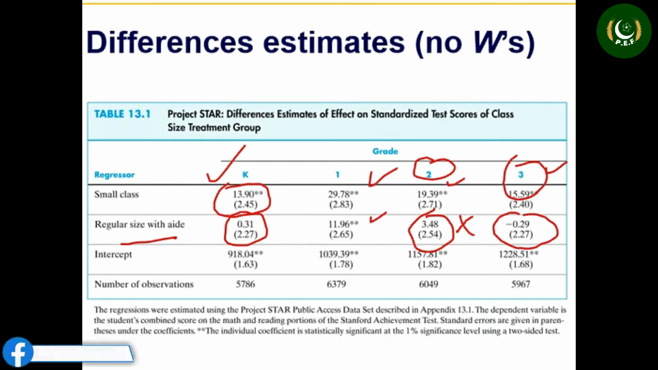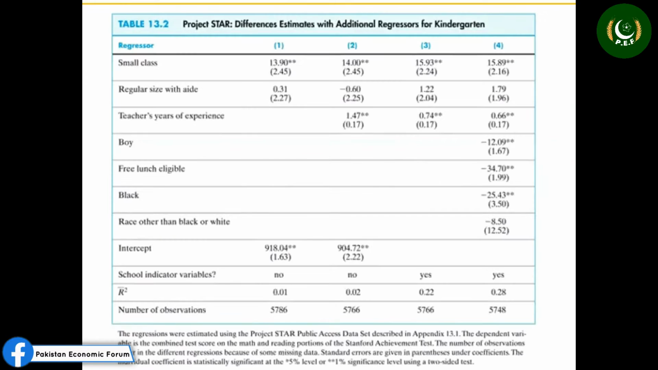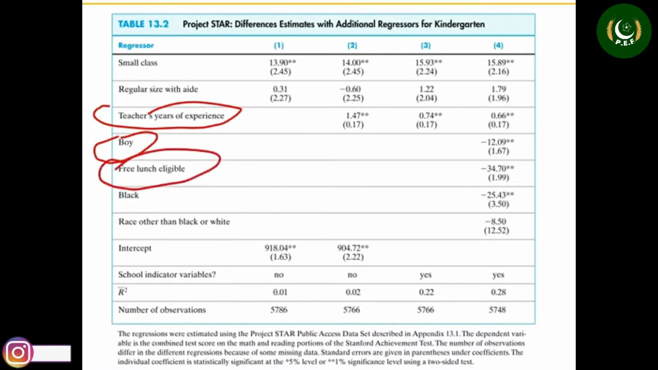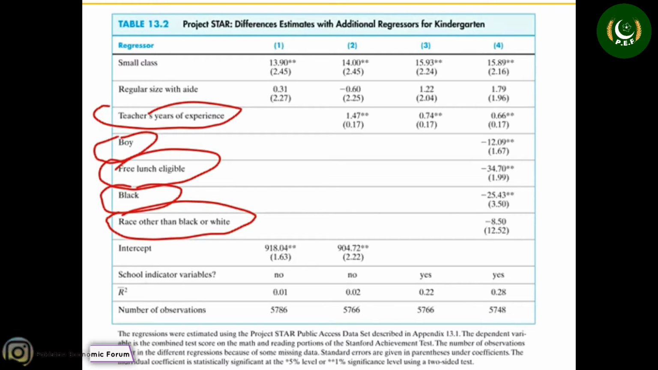Now there can be many other potential omitted variables. If we include those omitted variables, such as gender, teacher's experience, free lunch availability, race (black, white, and race other than black or white), and whether fixed effects models are taken into account or not. The first model is the same, this is only for KG. We are now considering these factors.